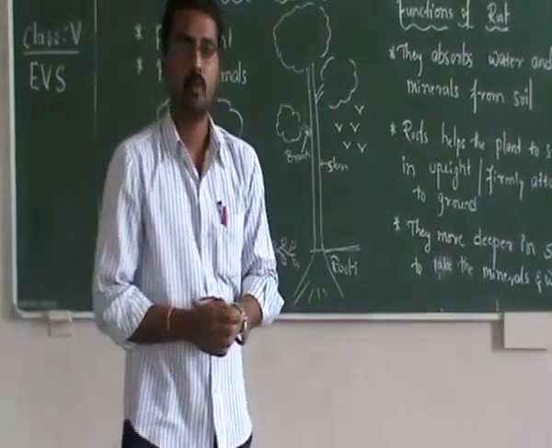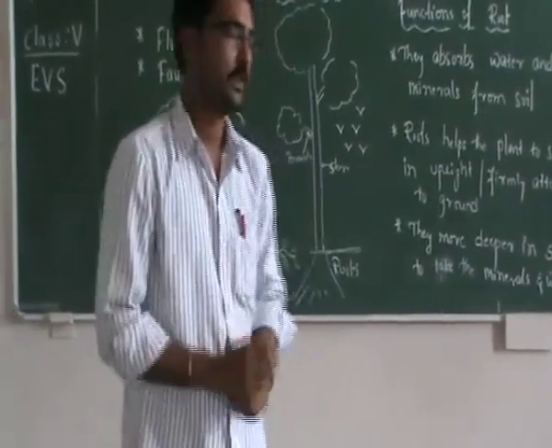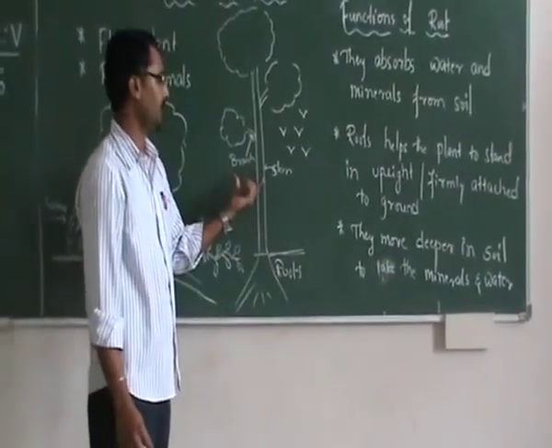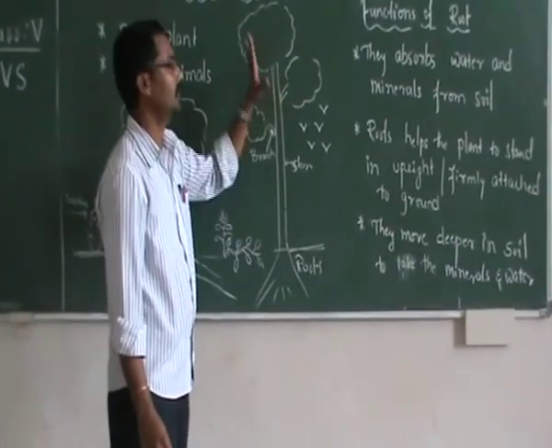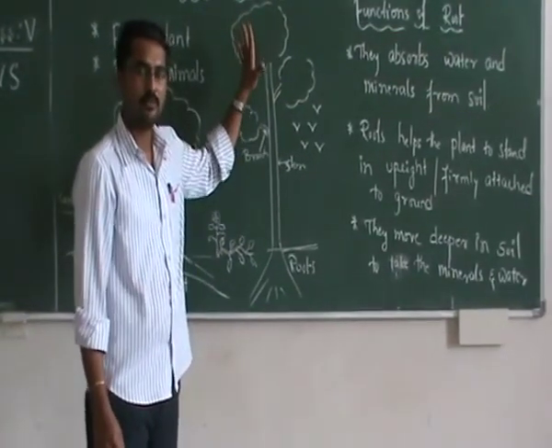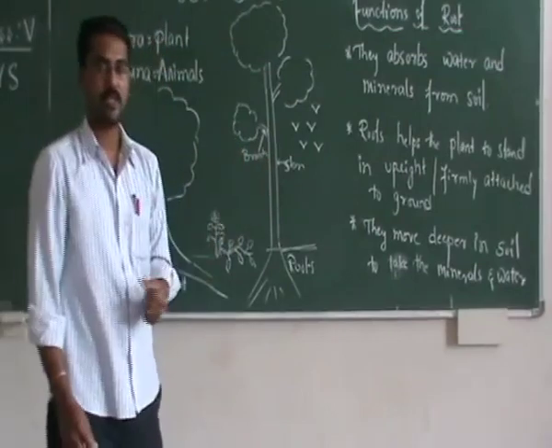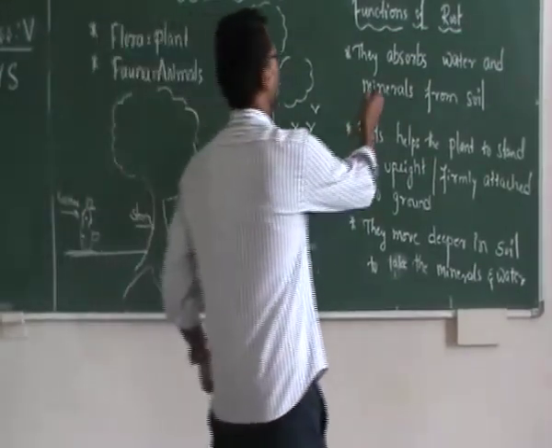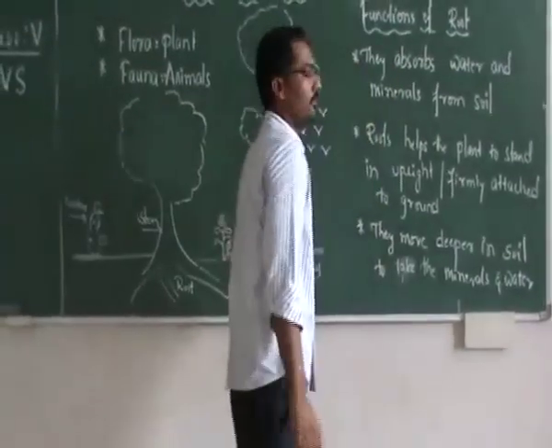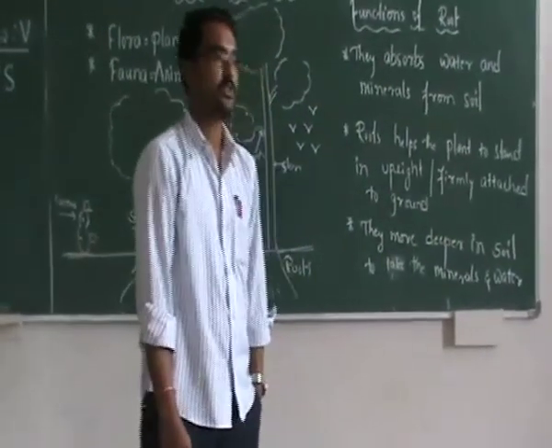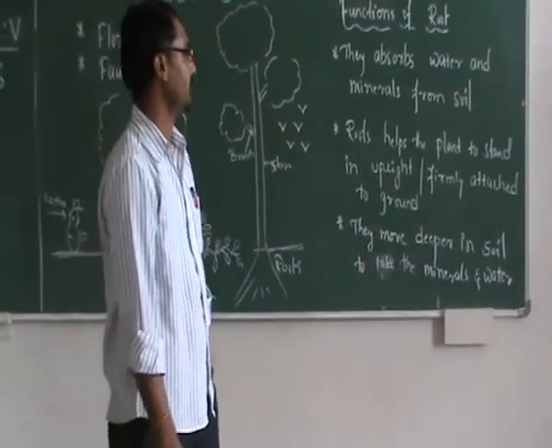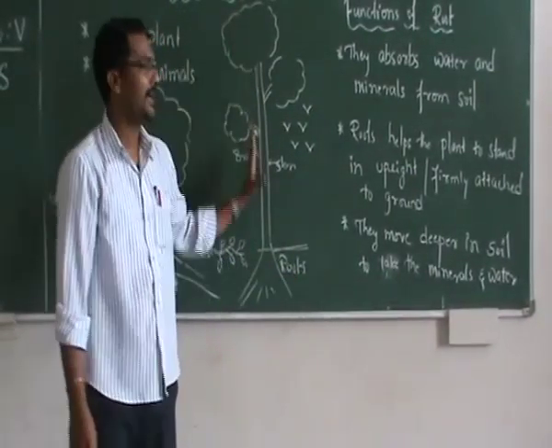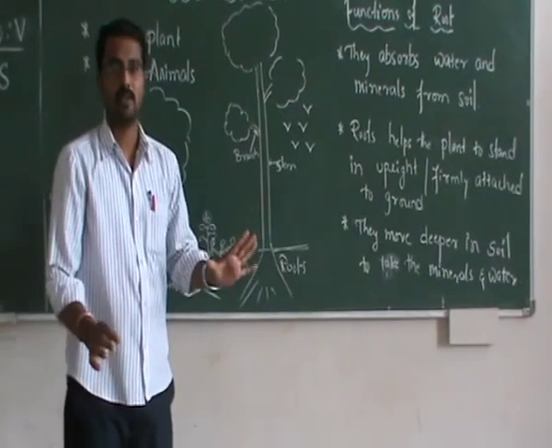We are going to talk about only the main functions of the different parts of a tree today: the root, stem, branches, leaves, flower, and fruits, and the seeds inside the fruits. So we are going to study the functions of the root. What are the main functions of the root? The roots hold the entire plant body firmly.